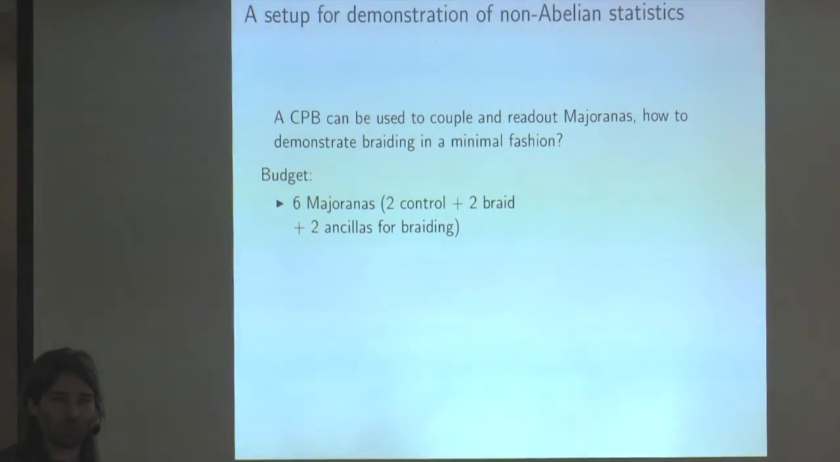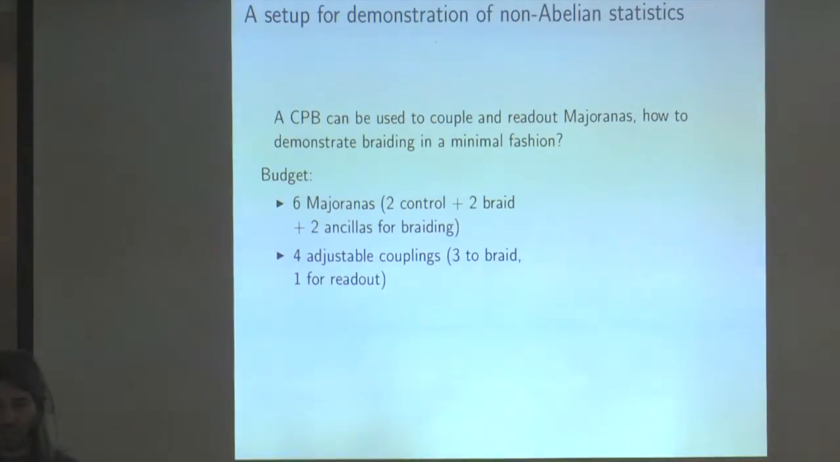Because if I just had 4, I would be able to implement the braiding, but I would need to measure a phase. So in the basis of the 2 Majoranas that are braided, the braiding operation is just a phase for 2 different states. I cannot interfere it with anything. I cannot measure the braiding readout.